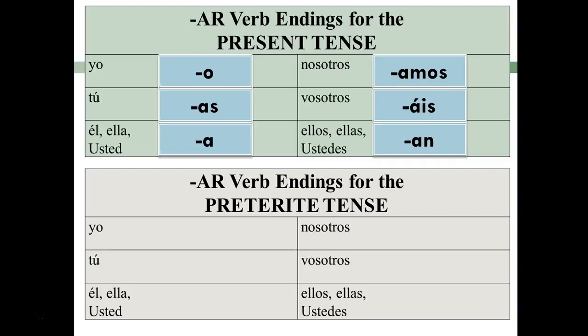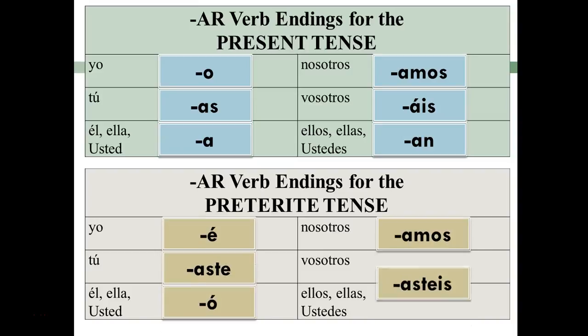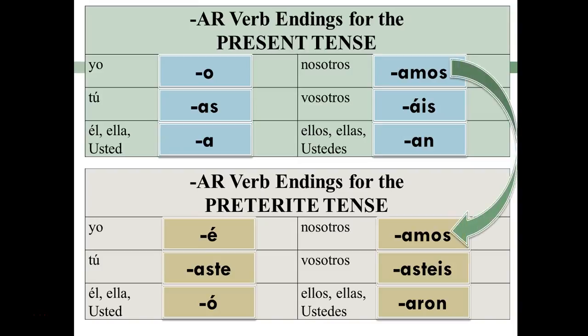Then if you go down below for the preterite endings, they're a little bit different. We have é, aste, ó, amos, asteis, aron. Accents in the yo form and in the él, ella, usted form, always on the last letter of the verb. Notice that the nosotros form is the same for AR verbs in the present and in the preterite.